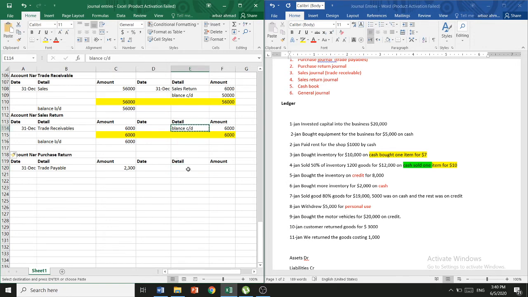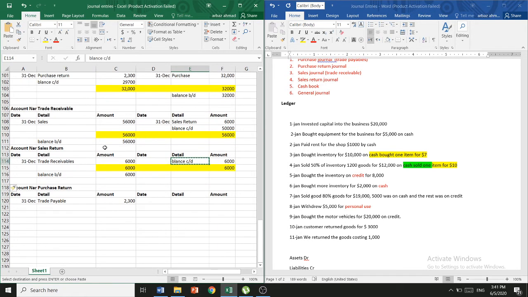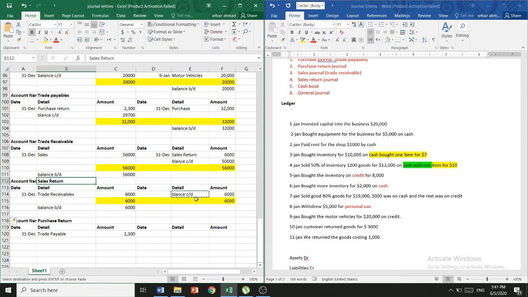Balance carried down. Oh, okay, this is not going to be balance carried down. I just saw this is sales return, therefore this will be income statement. Okay, this will be income statement, and these are the small mistakes usually we do make unintentionally.